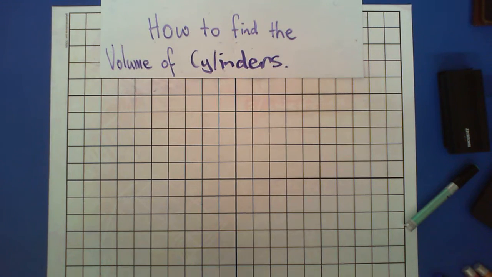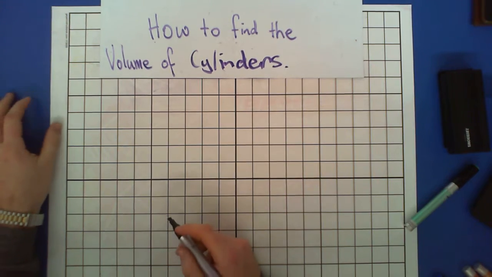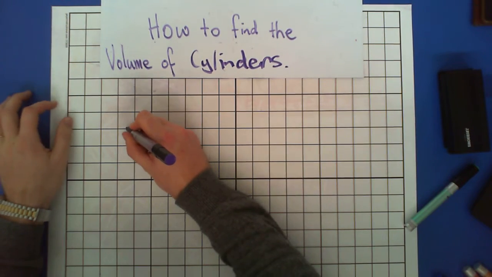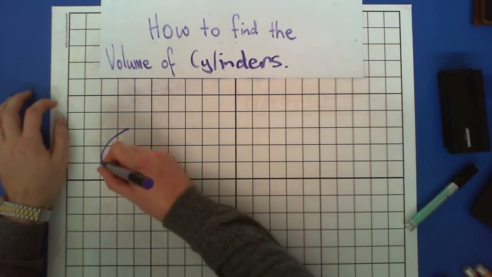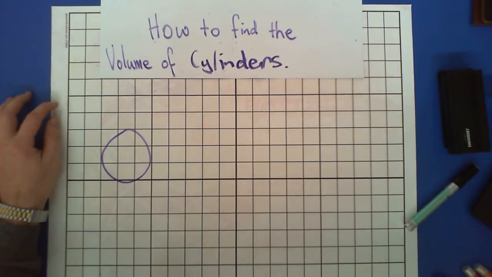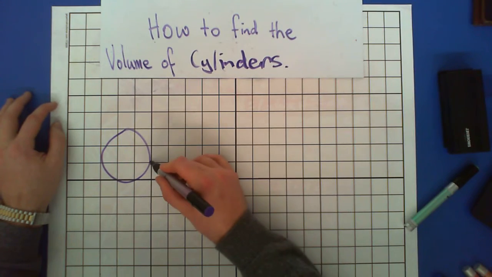Hey, I'm Benny D, and in this video we're going to look at how to find the volume of a cylinder. So we need to come up with our definition of a cylinder. What is a cylinder? Well, in reality, a cylinder is just a special type of prism, where the area of the end of our prism is actually a circle.